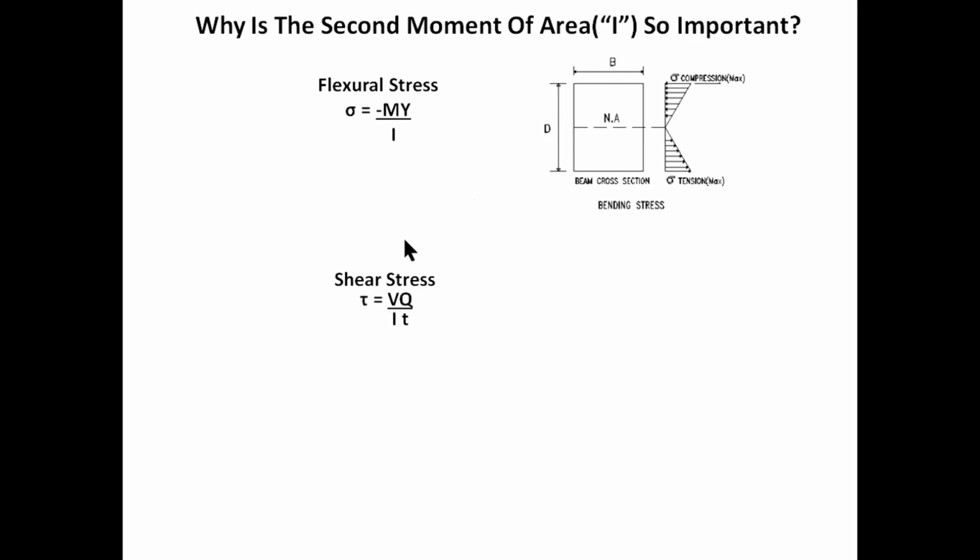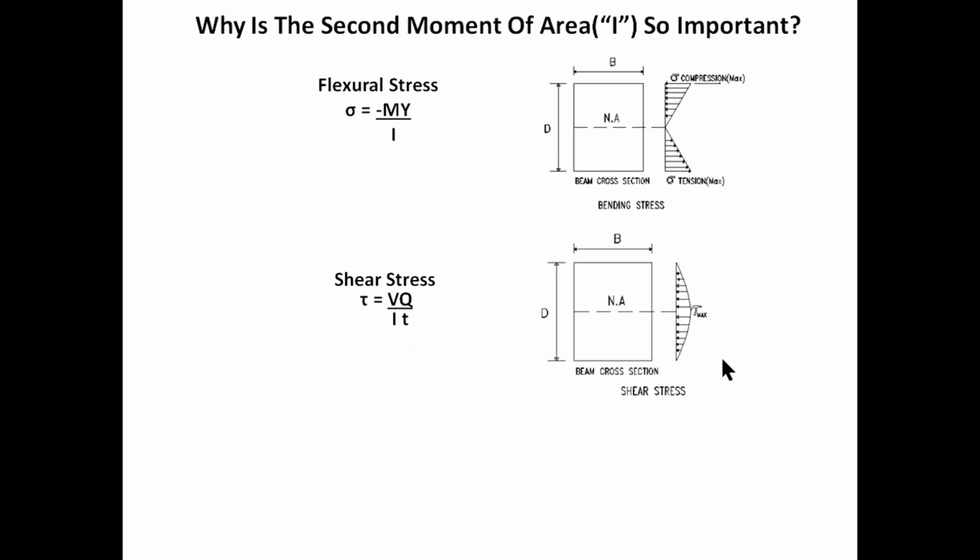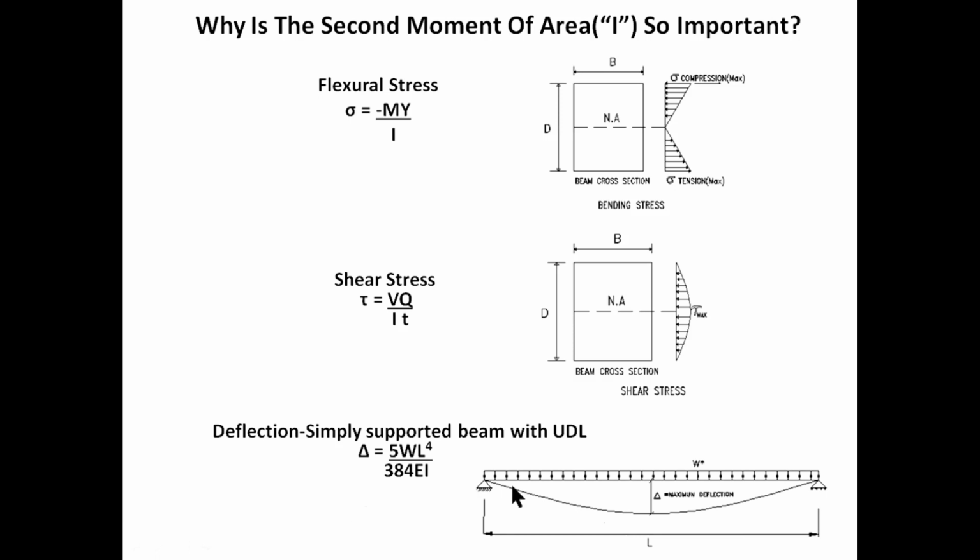2. To determine shear stresses, tau is equal to VQ over It. 3. To determine the maximum deflection, say for a simply supported beam with a UDL, the maximum deflection delta would be 5wL to the power 4 over 384 EI. So the common relationship here between these equations is that I, the second moment of area, is the denominator. And that's how sensitive it is to all of these equations, so it's so important to get it right.